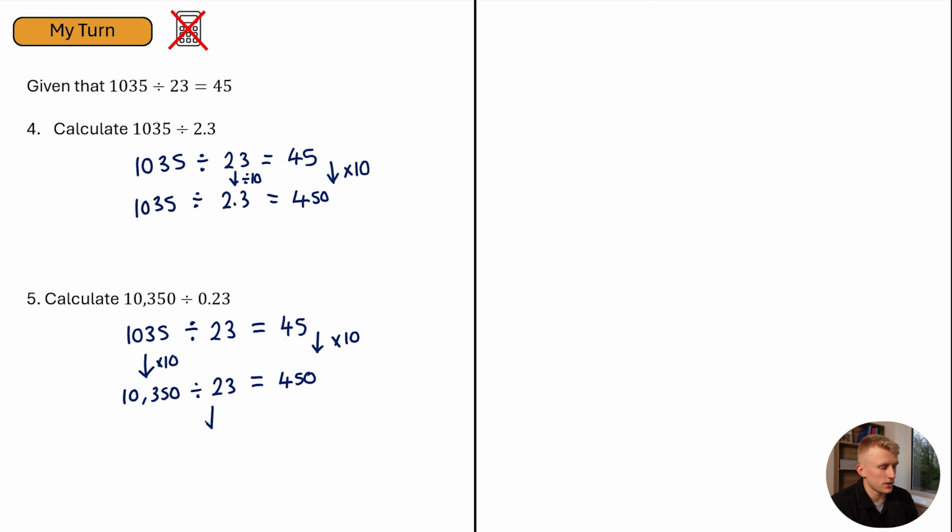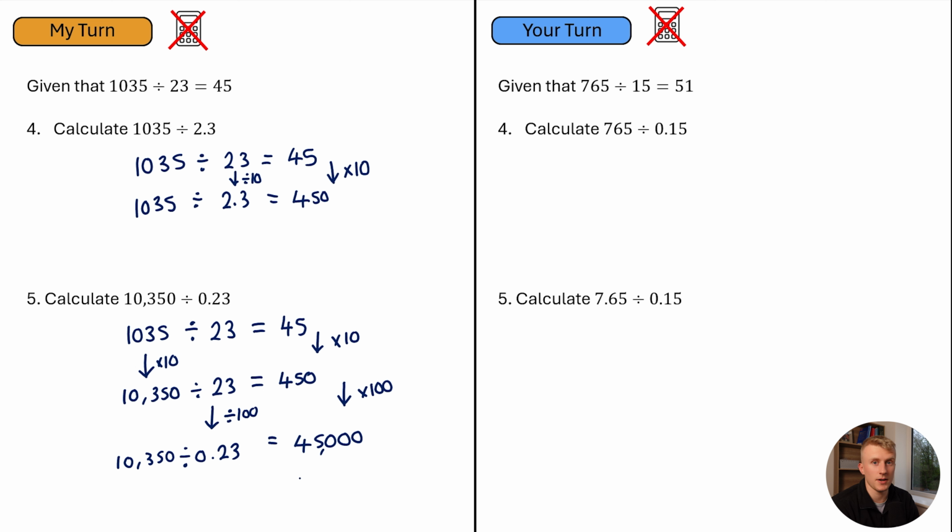And then from there, I can look at the change that has occurred to the number that I'm dividing by. So we've got 10,350 divided by 0.23. To go from 23 to 0.23 is dividing by 100. And remember, when the change occurs to the number we're dividing by, the inverse happens to our answer. So I'm actually going to multiply my answer by 100. Again, if we're dividing it into less groups, we're expecting more in each group, which is why we see that. So 450 multiplied by 100 is 45,000. Pause the video and give the 2 questions on the right-hand side a go.